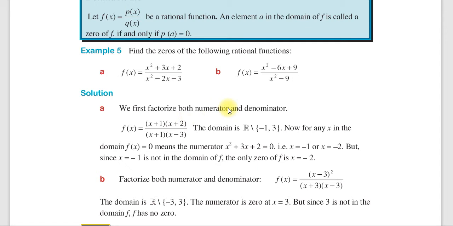Factorize both the numerator and the denominator. f of x is equal to x plus 1 times x plus 2 over x plus 1 times x minus 3. So the domain is all real numbers without minus 1 and 3. Minus 1 እና 3 ማለት እንግዲህ ዲኖሚኔተሩን 0 የሚያደርጉት ናቸው. Now for any x in the domain of f, f of x is equal to 0 means the numerator x squared plus 3x plus 2 is equal to 0. That is x is equal to minus 1 and x is equal to minus 2. But x equal to minus 1 is not in the domain of f. The only zero of f is x equal to minus 2.